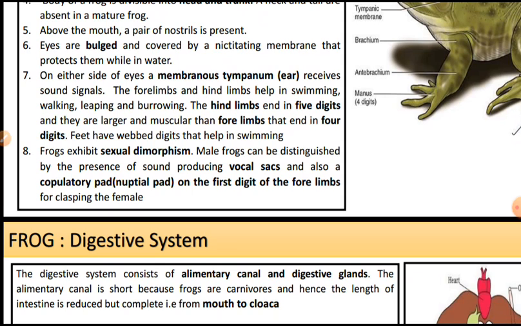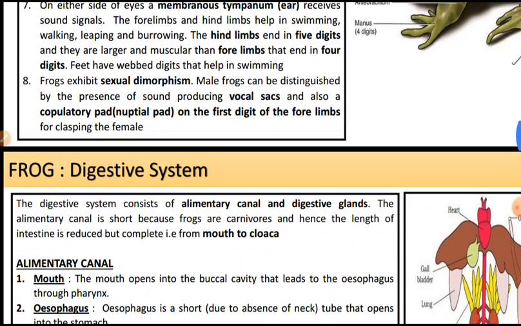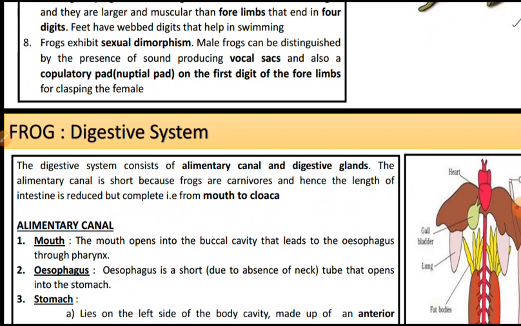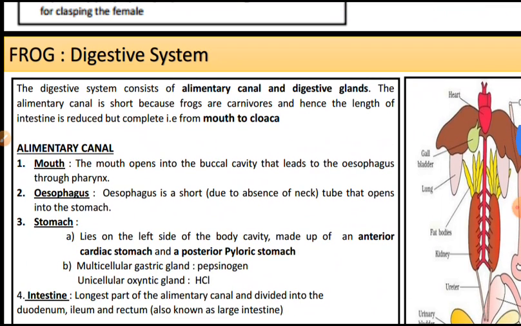It has two pairs of limbs, forelimbs and hind limbs. Hind limbs have 5 digits and forelimbs have 4 digits. And the main point to remember is the presence of sexual dimorphism. The male frog will have vocal sacs and a copulatory pad on the first digit of the forelimb.